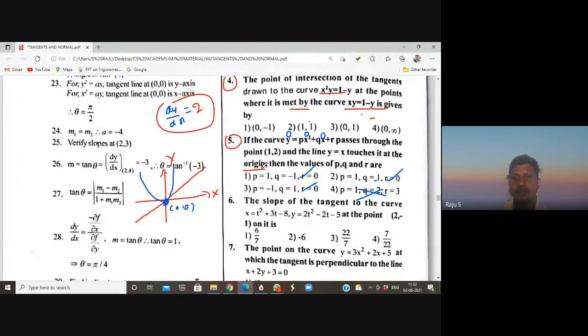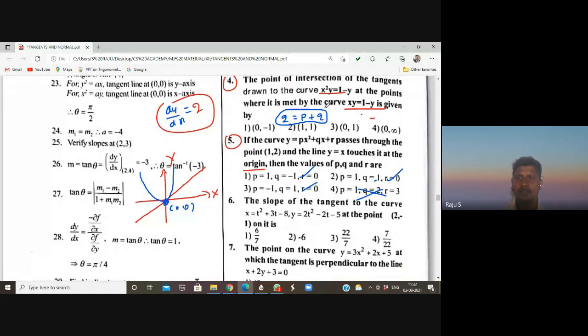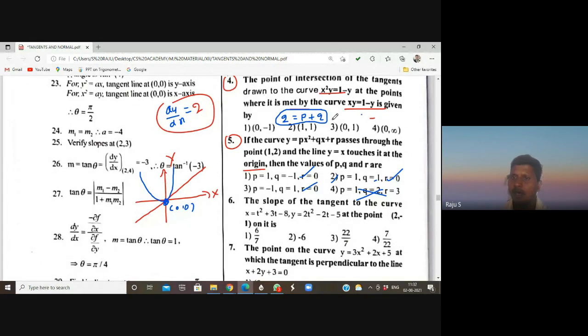Anyone? Right, simple. Substitute this point, the curve is passing through the point 1, 2 also. Whenever it is passing through 1, 2, y is equal to 2, so we get 2 is equal to p into 1 square is p, q into 1 is q, and the r value we already got as 0. So p plus q is equal to 2. For which of the following options will we get p plus q equal to 2? Anyone? Option 2. Option 2 is absolutely right. Yes or no? The r value we found because it is passing through the origin. We get the r value 0.